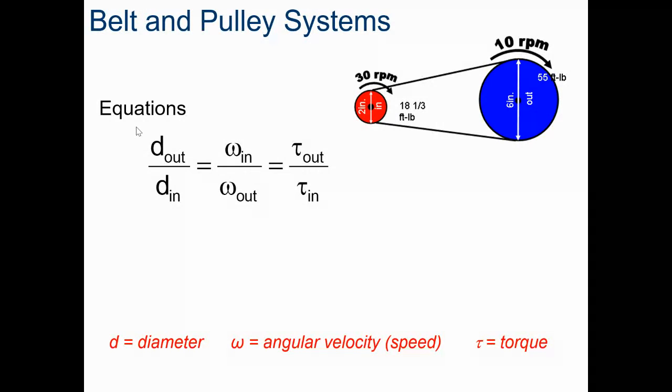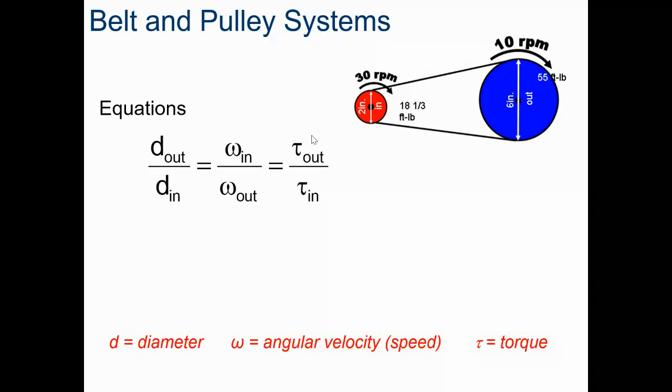Okay. So when we're looking at our belt and pulley system, because we do not have teeth, we are down one option. So we only really have these three. So it's going to be a pair out of this set. Either we're going to be looking at diameters, we can talk about angular speeds, or we can talk about torque. Those are our only options.